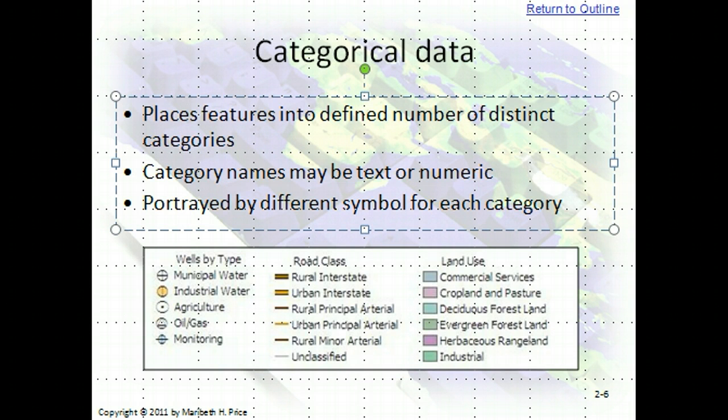Categorical data separates features into distinct groups or classes. It places features into a defined number of distinct categories, which is shown below as wells by type, road classes, or land use. Here those category names are in text, but they can also be represented as numeric. When mapping categorical data, they are portrayed by different symbols for each category, and therefore are represented by what we call a unique values map, which gives each category a different symbol.